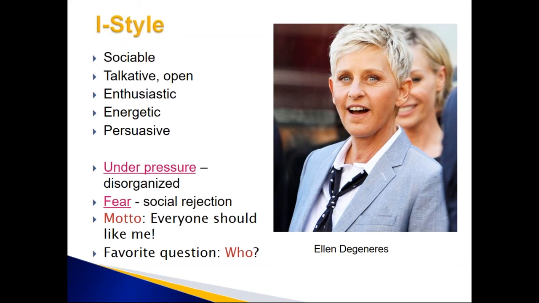All right, so an I style person is very sociable, talkative, open, enthusiastic, energetic, and persuasive. Under pressure, they're disorganized, their fear is social rejection. The motto is everyone should like me or everyone likes me. And the favorite question is who else is coming with us? All right, and I have a picture of Ellen DeGeneres here who I think kind of gives you a pretty good visual of someone who's a strong I style or influencer style.